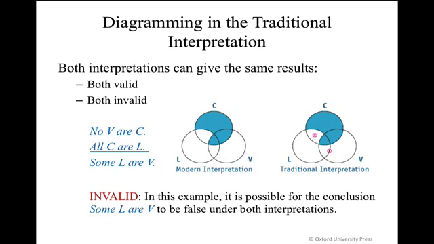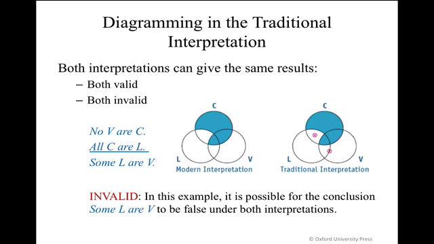Now let's talk about validity. Recall that we have in our modern interpretation the following. We have no V are C, all C are L. The conclusion, some L are V, if the argument were valid, would give us an X in the area of LV overlap. But that's not the case. There is no X there.